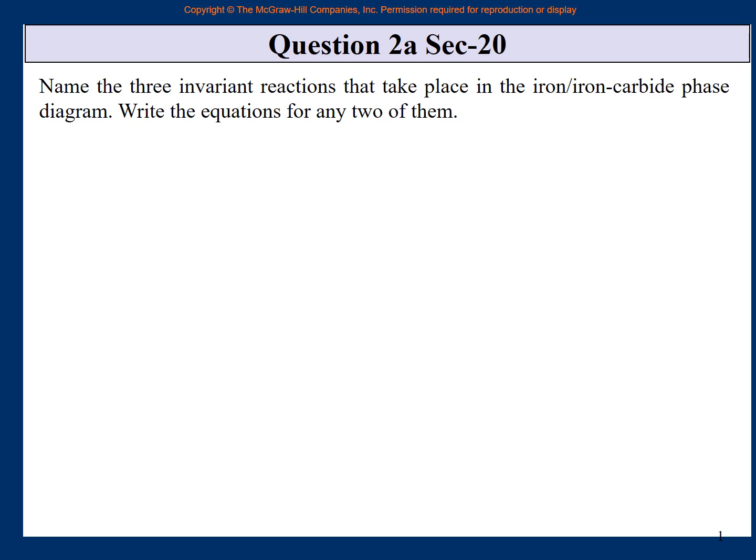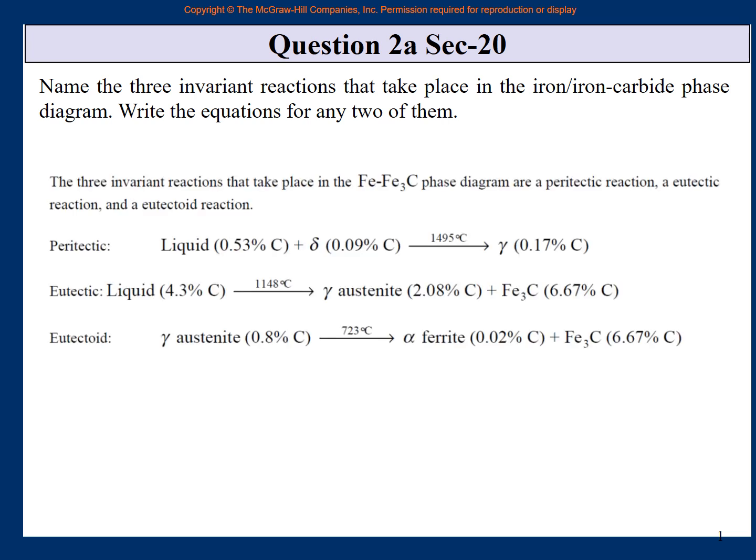So you remember that the iron-iron carbide phase diagram means the steel phase diagram, and there are 3 invariant reactions. In terms of names, write the names of all 3, but for the equation, you write any 2 of them, and I will accept it. If you have written all 3, then it is great.